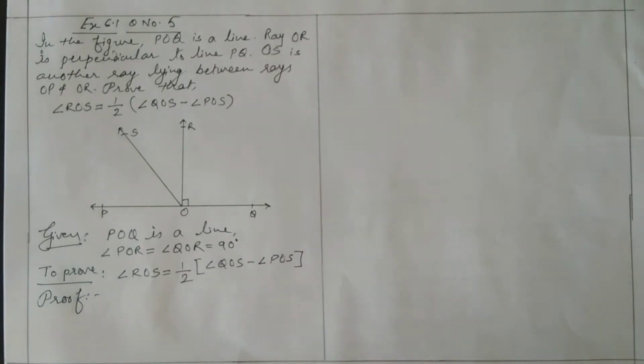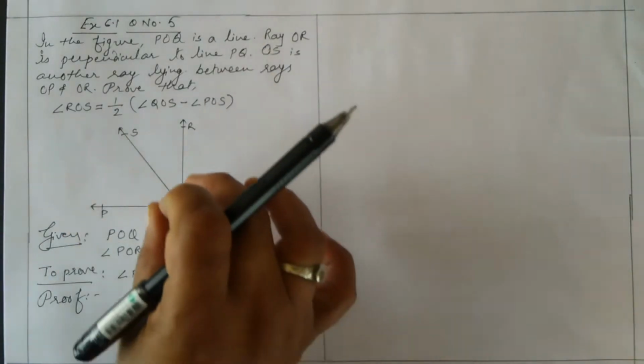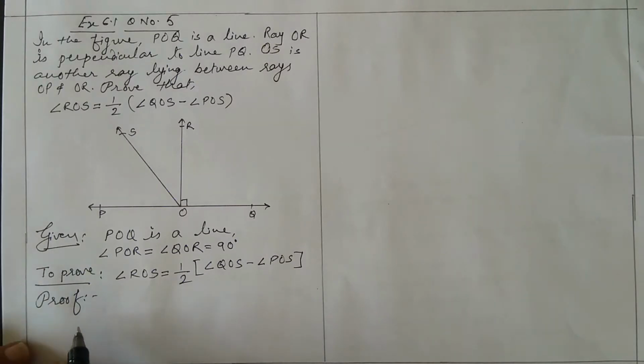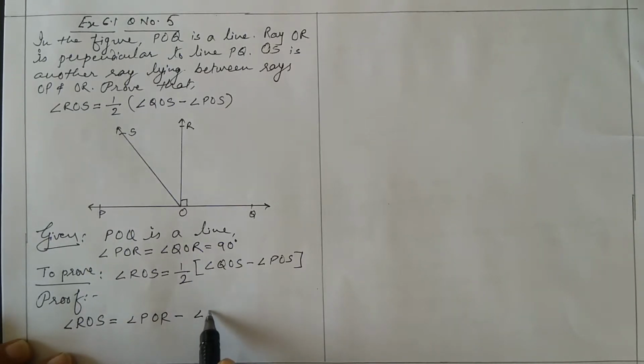Now see the proof. What we want to prove? ROS is half of QOS minus POS. क्या करना है वो क्वेश्चन में दिया है और डायग्राम से आपको उतना पार्ट लेना है, ओके. ध्यान दीजिए, angle ROS is equal to angle POR minus angle POS. Do you agree?